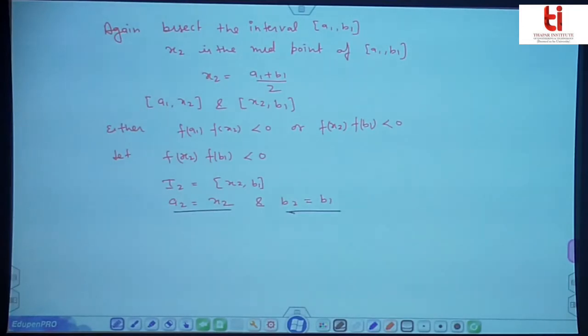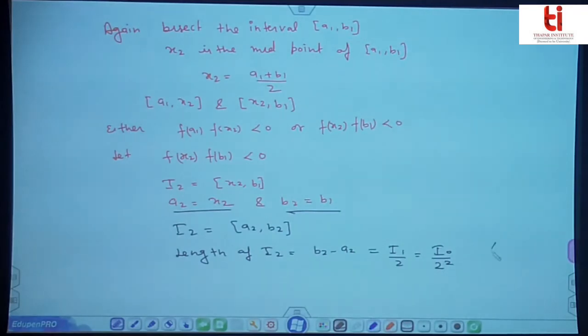So the new interval is what? I2 equal to [a2, b2], and the length of I2 is b2 minus a2, or it is half of the interval I1, this is I1 upon 2, or equal to I naught upon 2 square, because I1 is what? I1 equal to I naught upon 2, that's why.